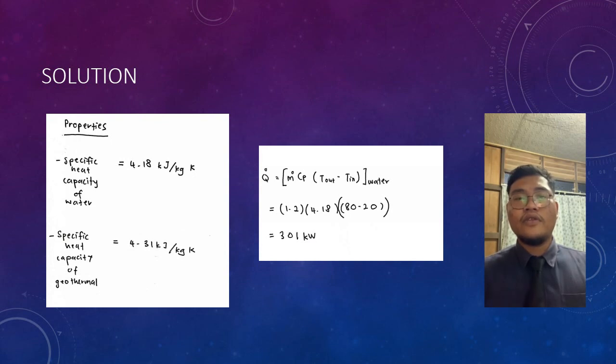Okay, we move to the next step. We need to know the properties that we have: the specific heat of water is 4.18 kJ/kg, and the specific heat of the geothermal fluid is 4.31. Okay, we go to step 3.